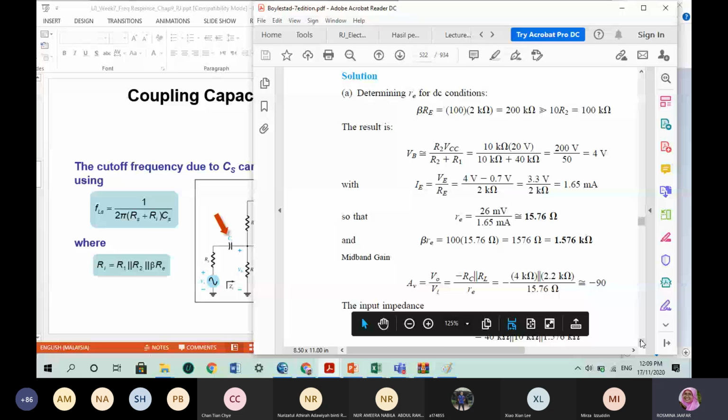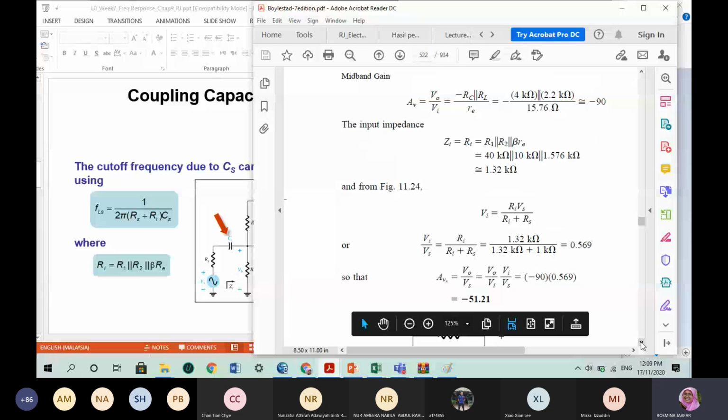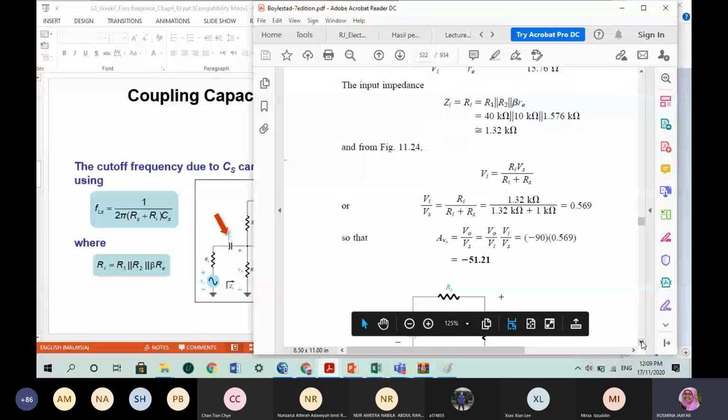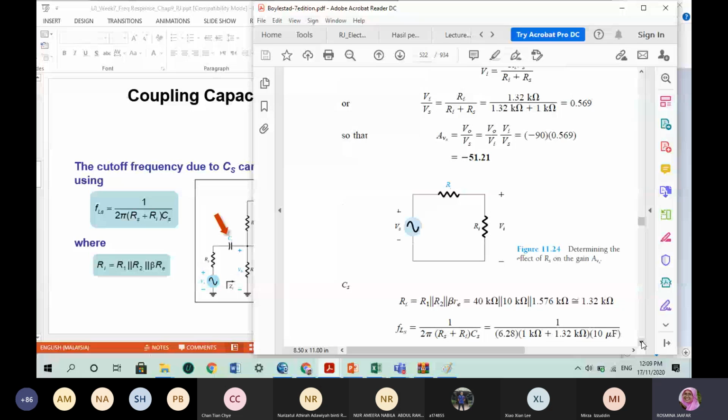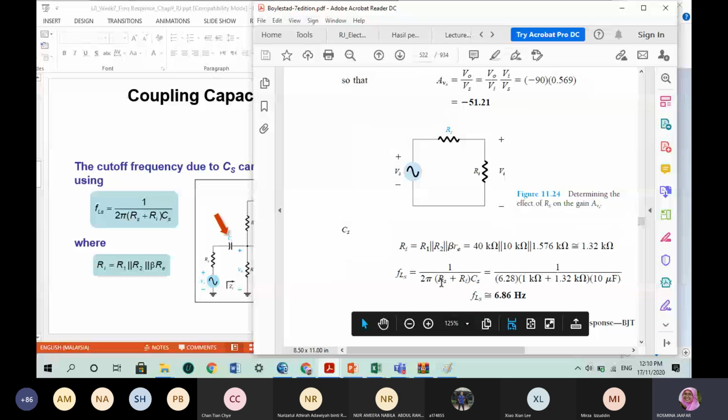And the input impedance will be 1.32. So you get your RI as 1.32. So from there, the effect of CS is to calculate for the FLS, which is 1 over 2 pi times RS plus RI times CS. You will obtain 1 over 2 pi times 1K plus 1.32 times CS given 10 microfarad. So you will obtain FLS is 6.86 Hertz.